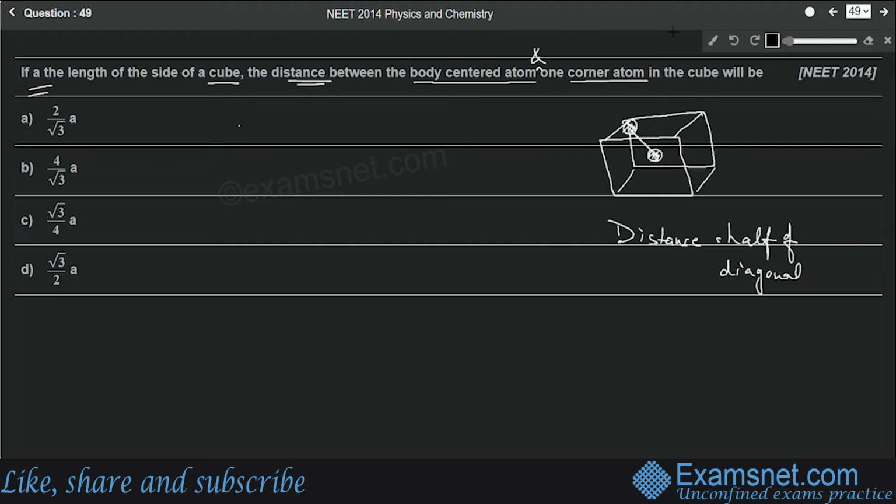We know that the diagonal of a cube is equal to root 3 a. So half of the diagonal will be equal to root 3 a by 2. Okay. That means option D will be the correct answer.